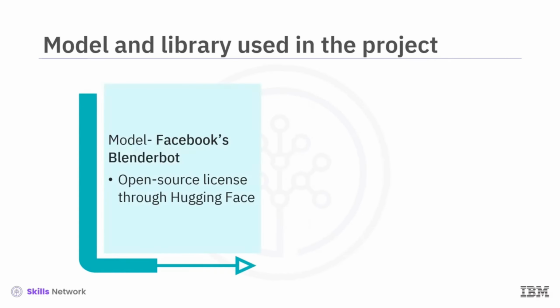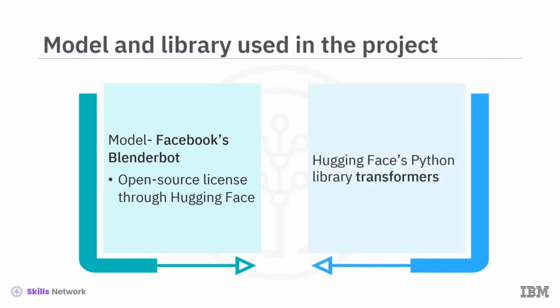In this project, you will work with Facebook's BlenderBot model. It is available with an open-source license through the Hugging Face website. In the project, you will also work with Hugging Face's Python library, Transformers. This library will help you with useful features in building a chatbot, such as interacting with the LLM and optimizing the input into a format the LLM understands. The small building blocks called tokens.